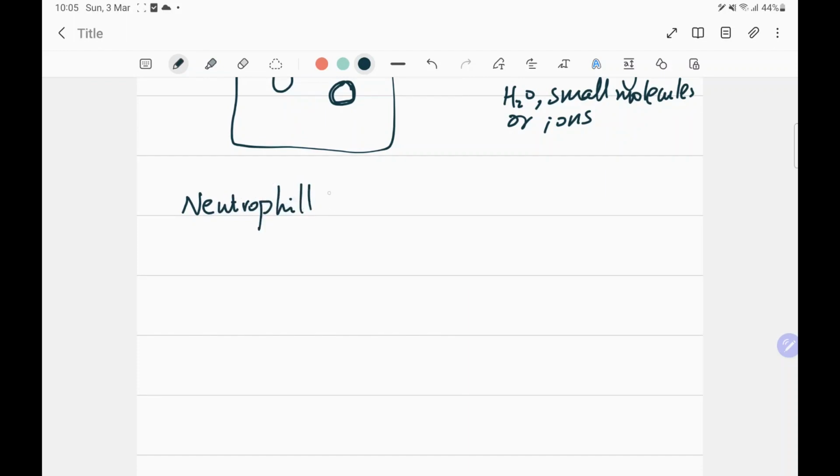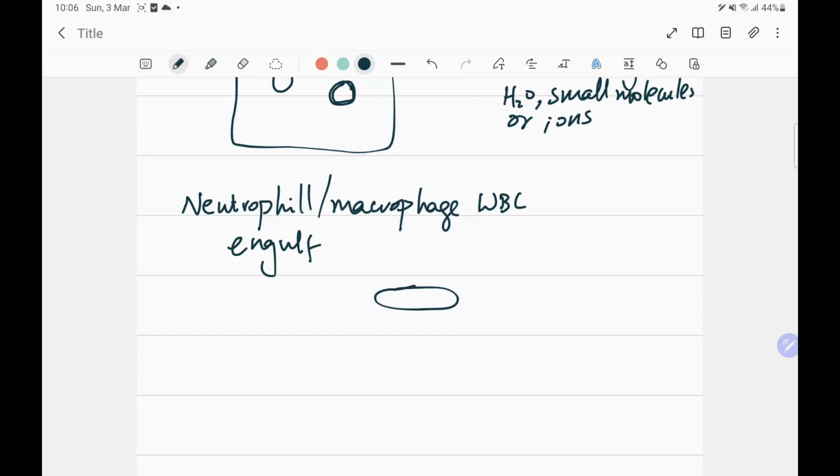A neutrophil or macrophage, a WBC, that is going to engulf a microbe like a bacteria, a certain antigen. This bacteria could be covered in certain antigens all over it. These are molecules that elicit an immune response. That's what an antigen is.